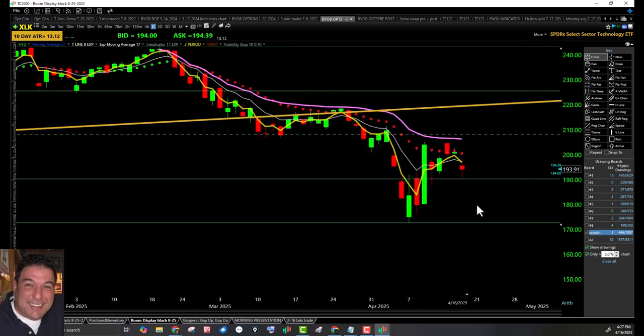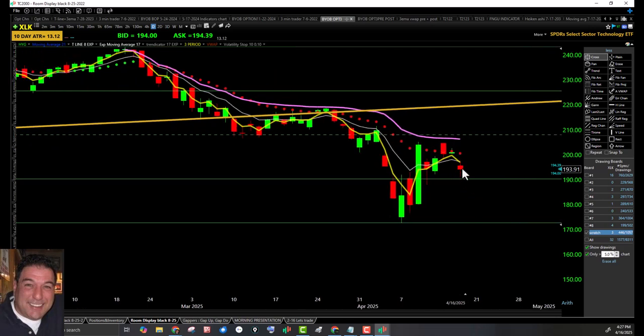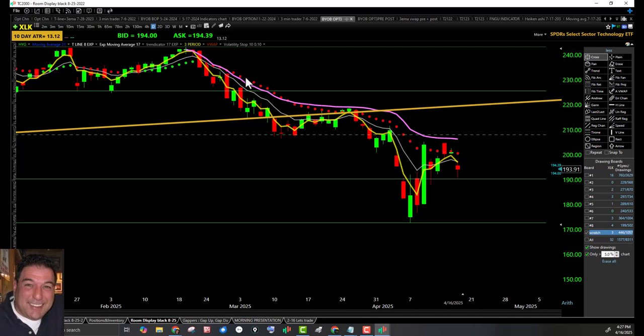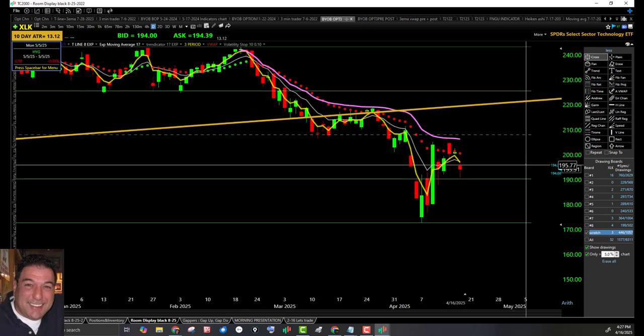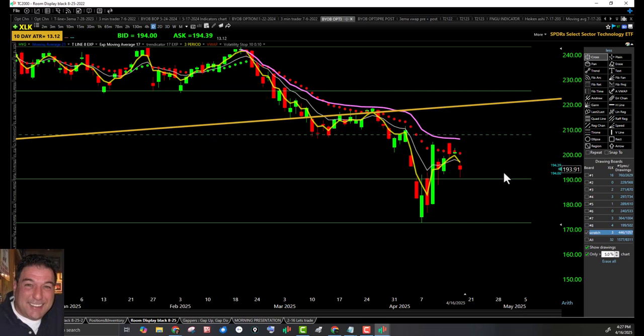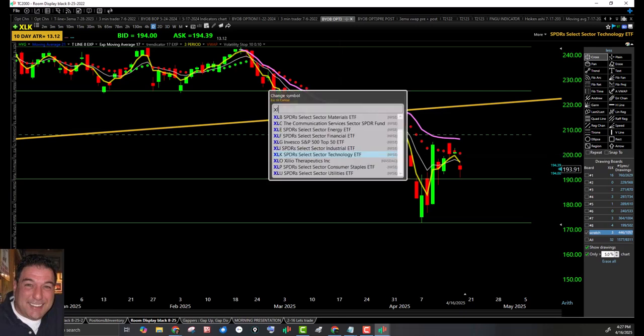It's the sibling to SMH. Lower high, lower low, closing under the bearish cross, under the falling 17, that's the red dots, closing under the all-time high anchored VWAP, that's the pink line, closing in the lower third, that's bearish. All right, under the uptrend line, in the lower third, that's bearish. Let's take a look at XLF.